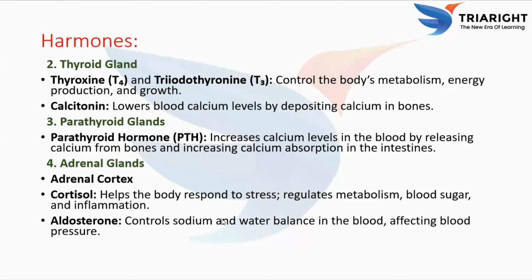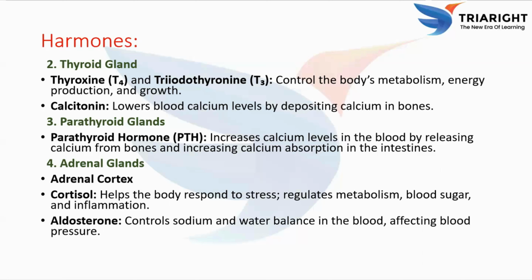For example, when you are under stress, cortisol rises. It gives extra energy and helps the body deal with emergencies. Coming to aldosterone, it controls the sodium, salt, and water balance in the blood. So it helps regulate blood pressure. For example, when blood pressure drops, aldosterone helps the kidneys retain salt and water to increase it.